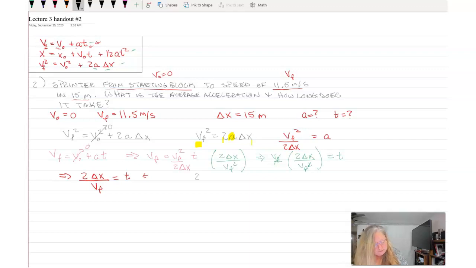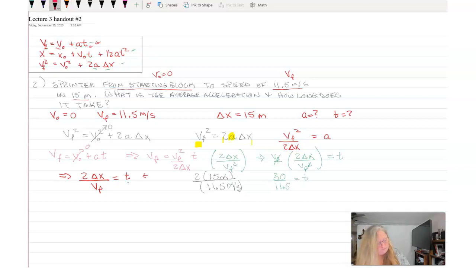So let's just go ahead and go 2 times 15 meters divided by my V final, which is 11.5 meters per second. Now let's look at our units real quick just to confirm that we've done everything right. And I look, my meters cancel out. My seconds is on the bottom of the fraction here. That's going to pop it up top, and that is going to give me something defined in terms of time. So I'm going to have good units there. So this is going to give me 30 divided by 11.5 equals my time.